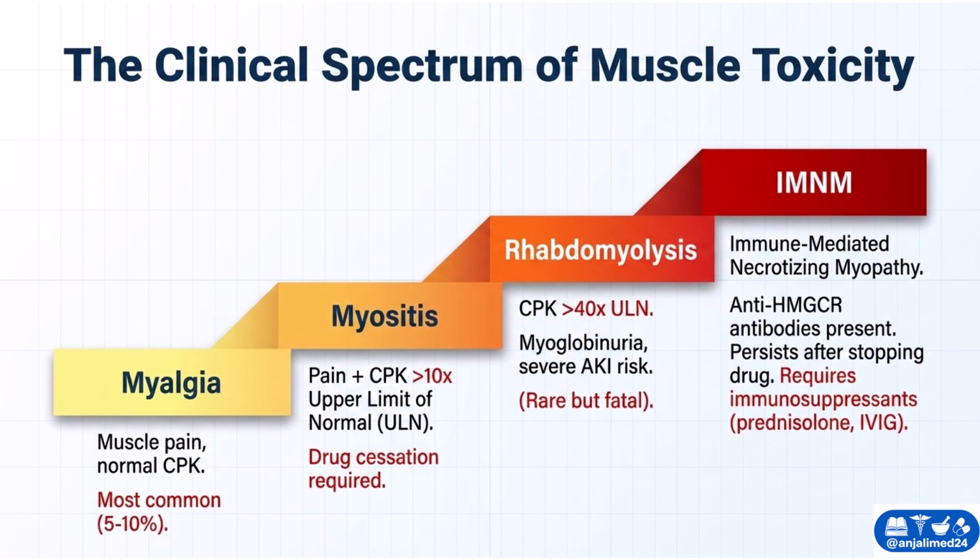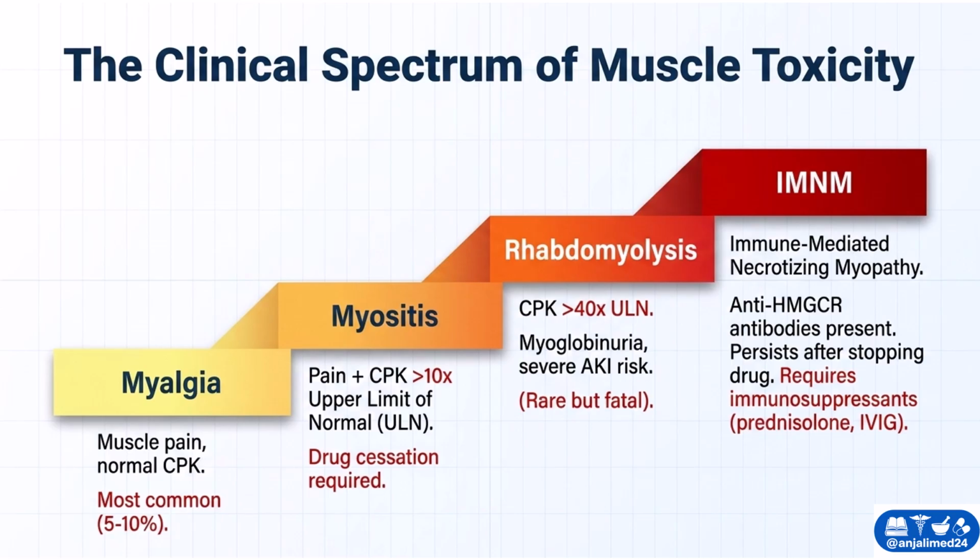Statin induced muscle toxicity does not present the same way in every patient. It exists along a clinical spectrum. At the mildest end, we have myalgia, just pain with normal CPK levels. This is actually the most common presentation. Next comes myositis. Now you have pain plus a rise in CPK, typically more than 10 times the upper limit. At this stage, stopping the drug is necessary.